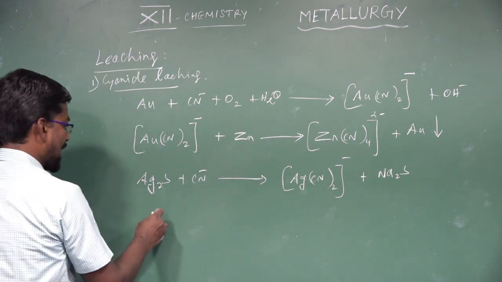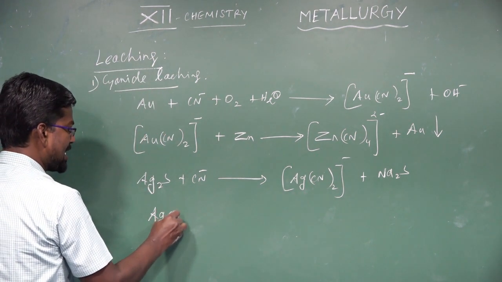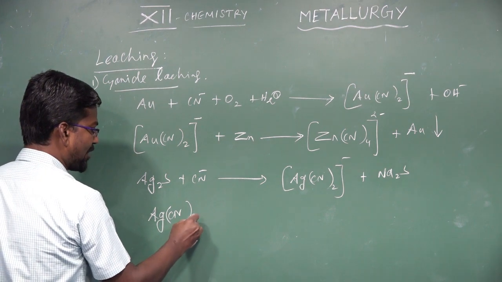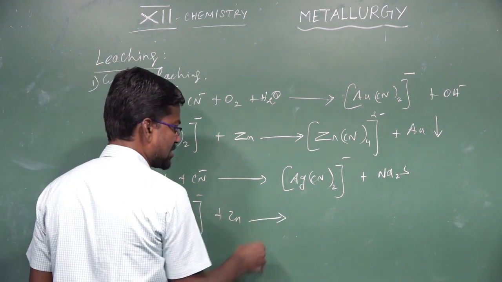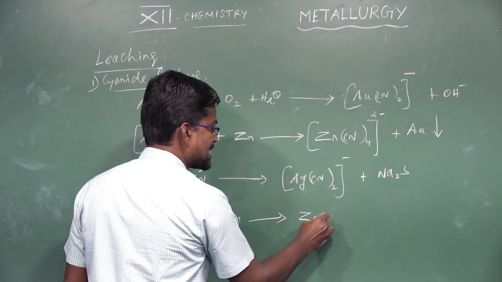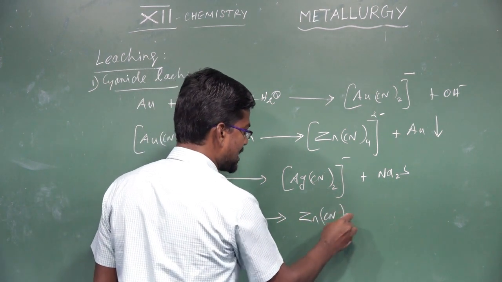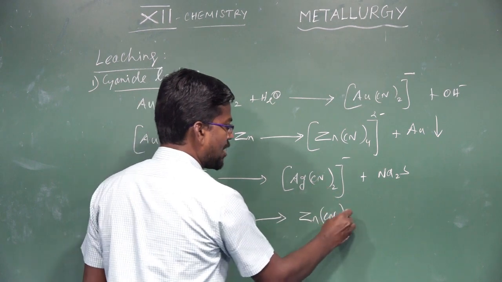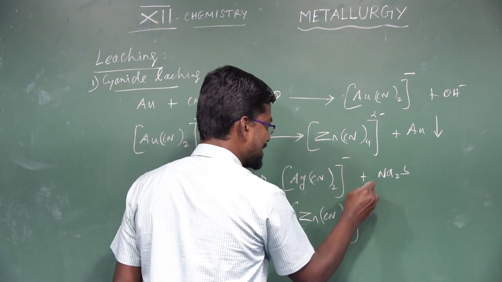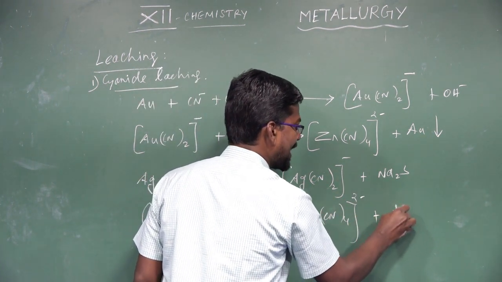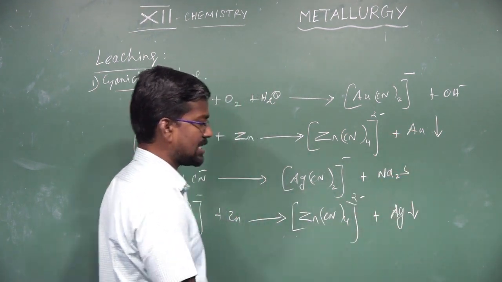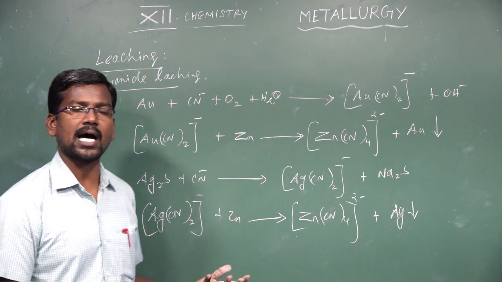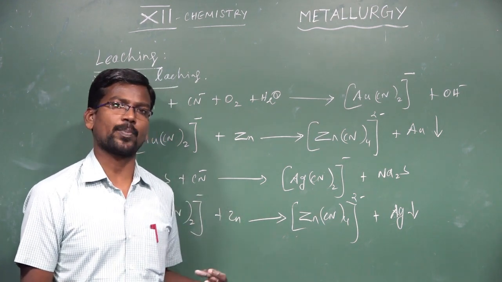Both the aurocyanide complex compound and the argentocyanide complex compound are water soluble substances. The argentocyanide complex compound containing silver is recovered by using zinc dust, Zn, to form Zn(CN)4 2 minus plus silver precipitate. Gold gets precipitated, silver gets precipitated. Both processes are the MacArthur Forest cyanide process.